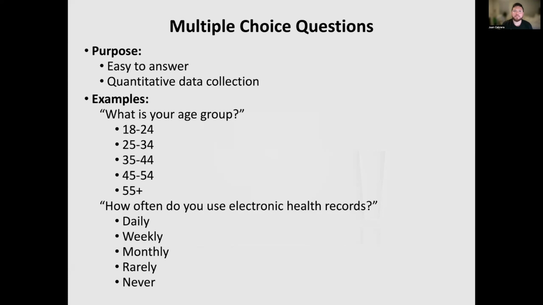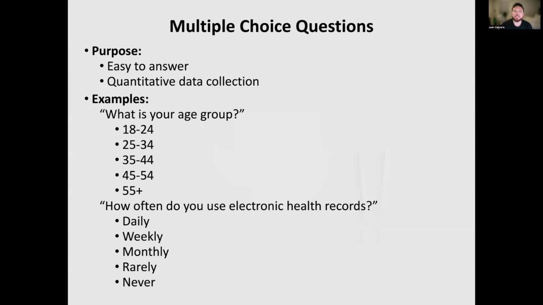For example, consider a question like, what is your age group? Here, we can offer predefined response options such as 18 to 24, 25 to 34, 35 to 44, 45 to 54, and 55 plus. This format allows respondents to quickly select the option that applies to them, making the process straightforward and less time consuming.